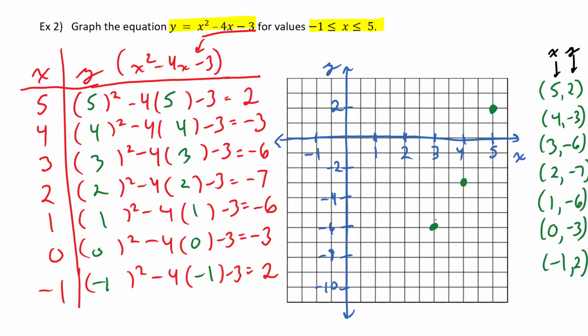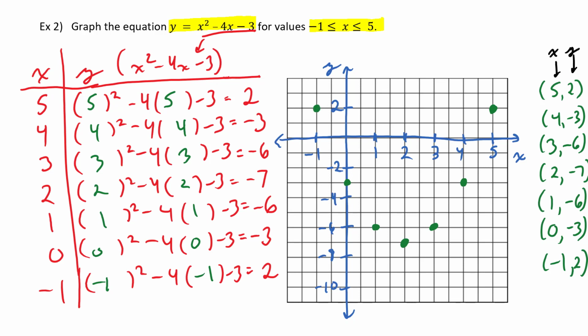Next up, we have (2, -7). 2 and -7 is down here, definitely curving off. We have (1, -6). Interesting here, you can see it's starting to go up now. (0, -3). And then (-1, 2).